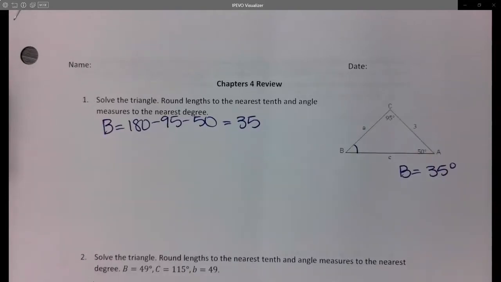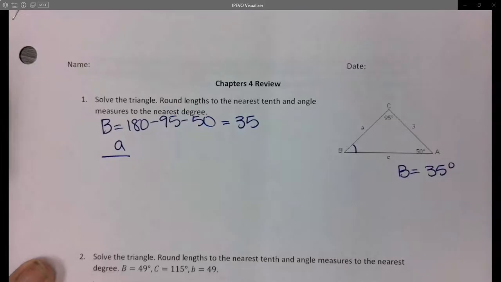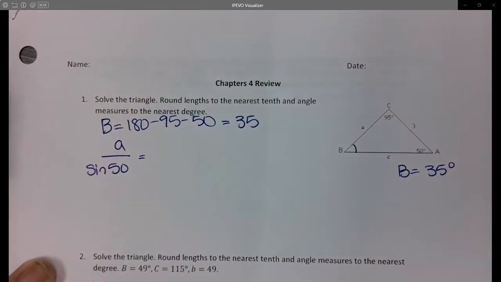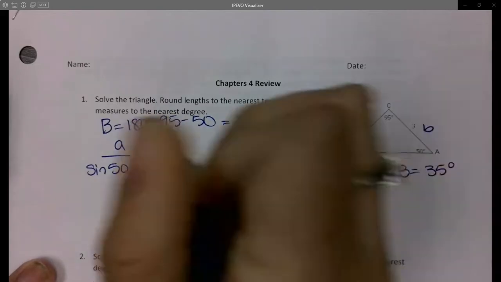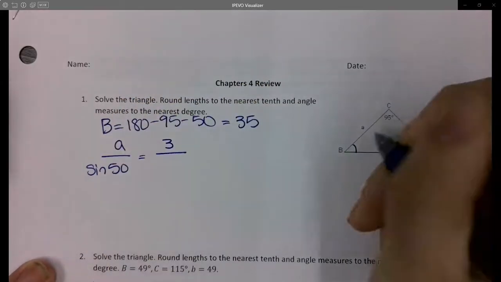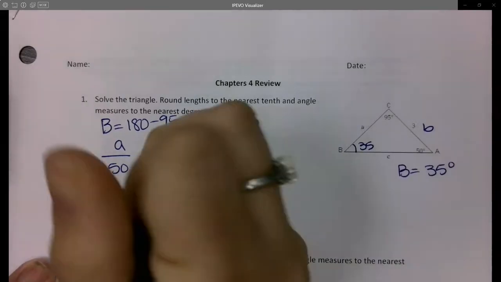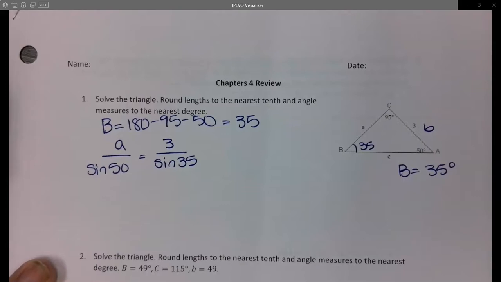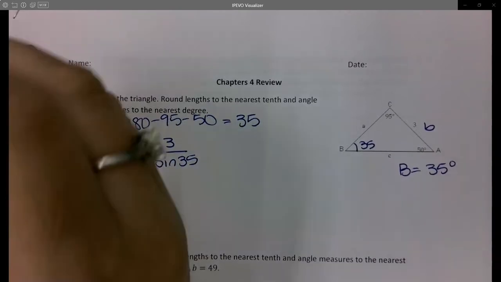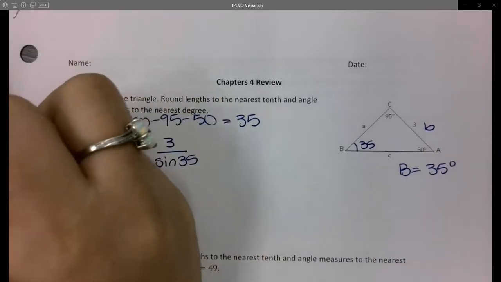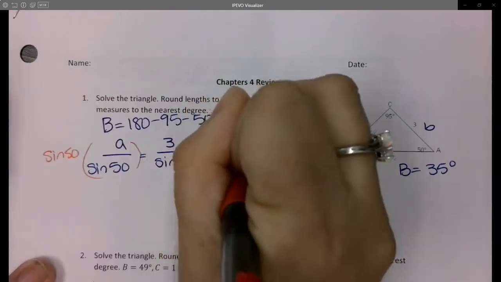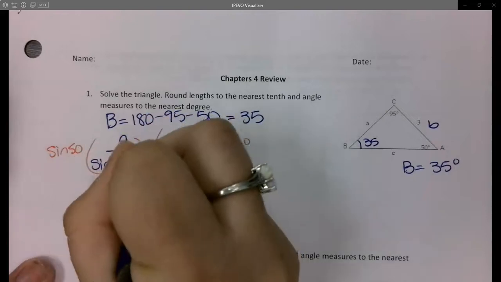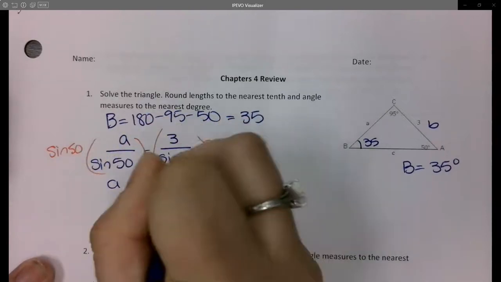So I am going to start off with this. I don't know my side length A. I do know that my angle A is 50, and I know my side length B is 3, and my angle for B we just found was 35. So I can go ahead and solve. I want to get A alone, so I'm going to multiply both sides by sine of 50. So if I rewrite this, I'm going to get A equals 3 sine of 50 over sine of 35.